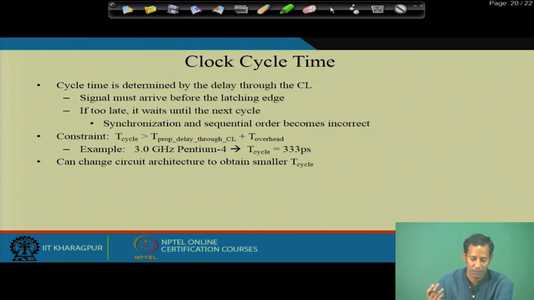As an example, if we consider 3 gigahertz, the cycle time for this is 333 picoseconds. And if we want to obtain a smaller T cycle, what does a smaller T cycle mean? Basically, I can maximize the operating frequency. So to obtain this minimum T cycle, we have to change the circuit's architecture.